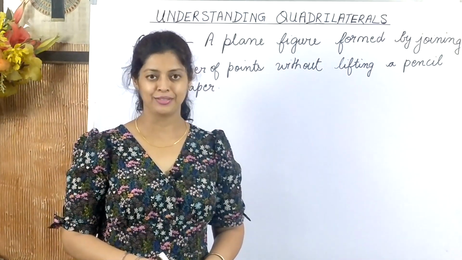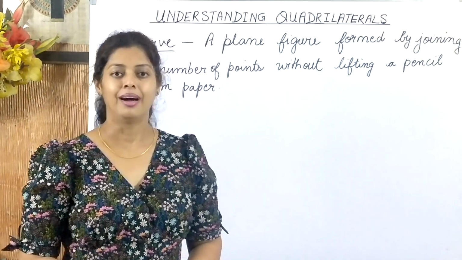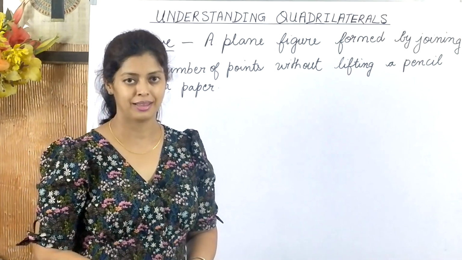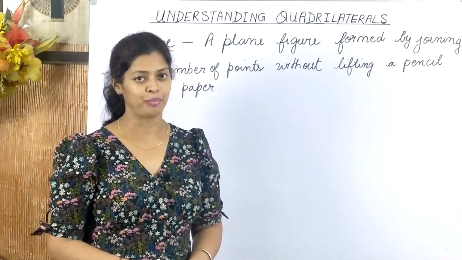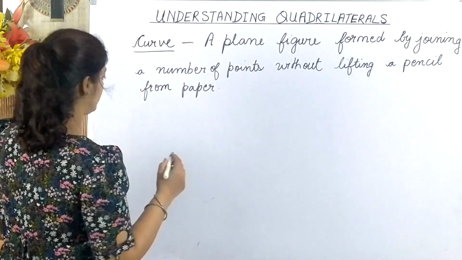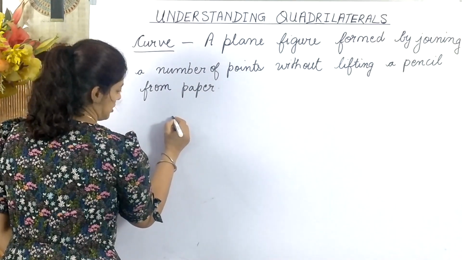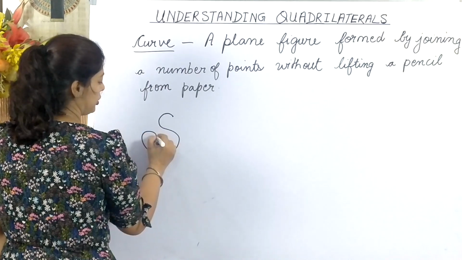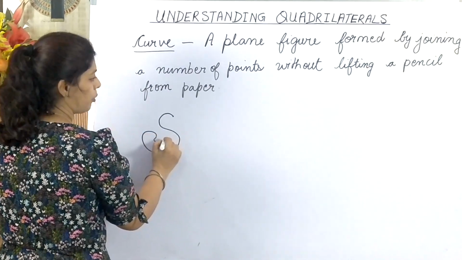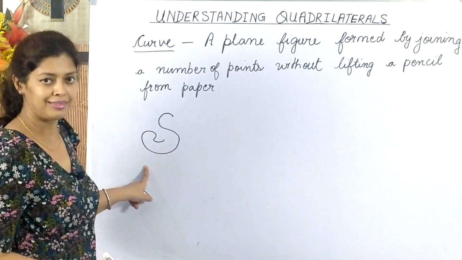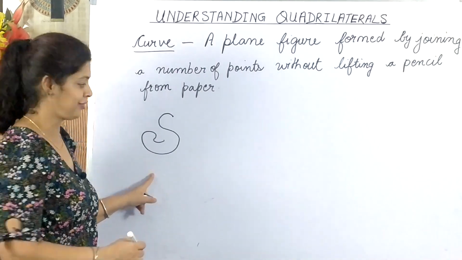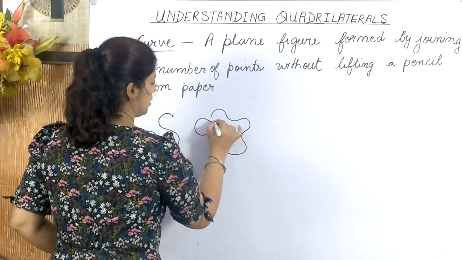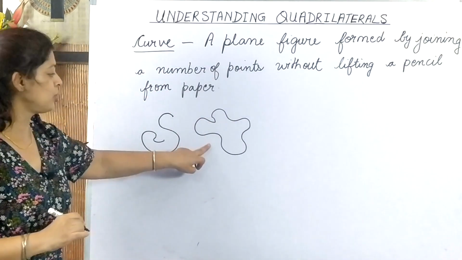Now, what is a curve? By definition, a curve is a plane figure formed by joining a number of points without lifting pencil from the paper. So, if I start from here and move my pen freely without lifting it from this board and stop here, I can say that this is an example of a curve. Or if I draw something like this, I can say this also is a curve.